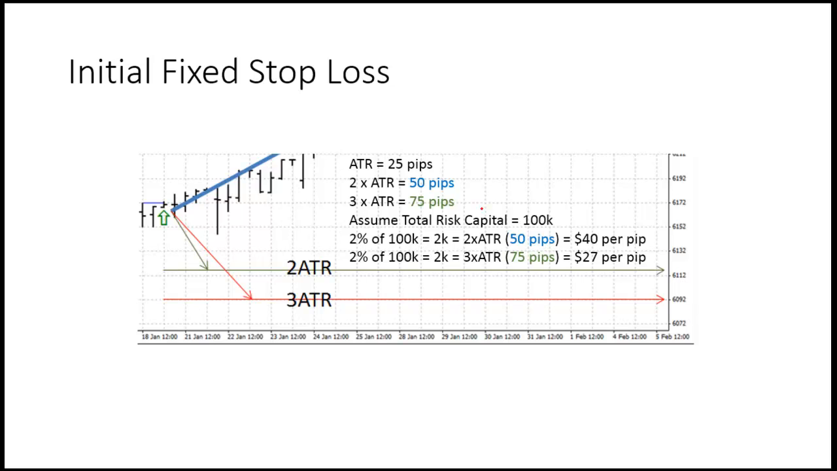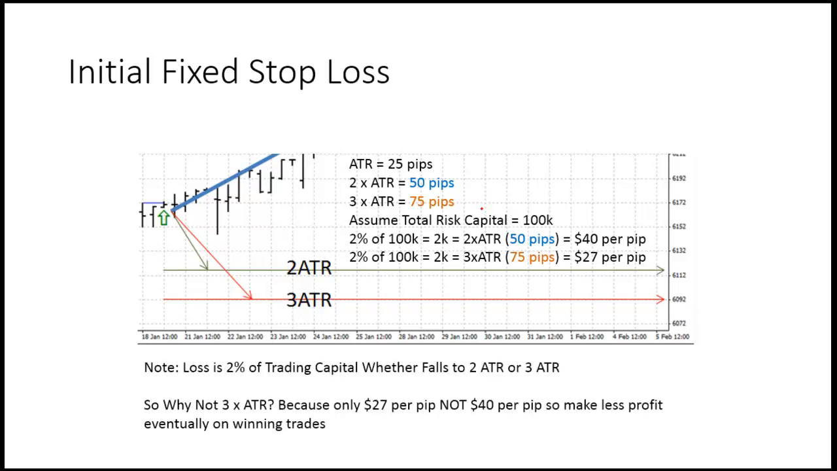Equally, if you moved your stop loss further out, then 2% of 100,000 is still 2,000. 3 times ATR is 75 pips, so you must be trading $27 per pip. So if it falls further out, you only still lose 2,000 or 2% of 100K. Do you notice how you only change your position size? That's what mitigates your losses.